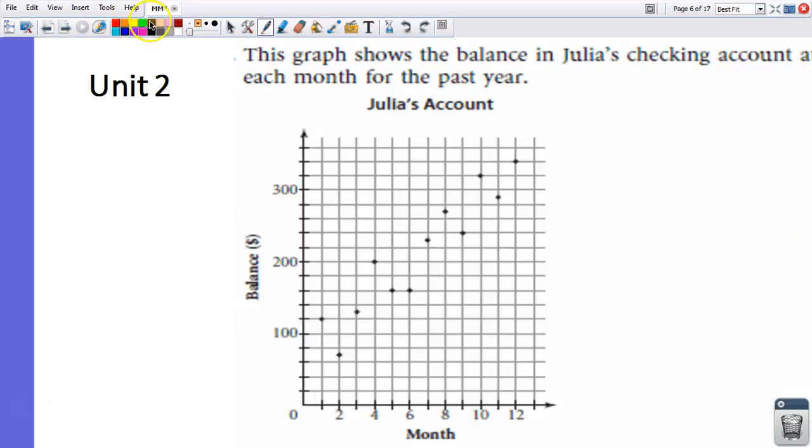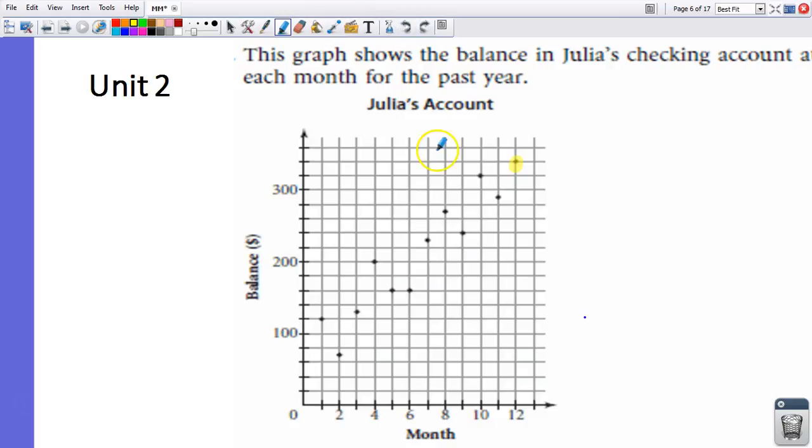This graph shows the balance in Julia's checking account each month for the past year, and there are some questions about this, which I don't remember off the top of my head, and it doesn't look like it got copied on, but I think I remember the gist of it. It wanted you to draw a line of best fit, so I might put this point in there, and oops, that was terrible. Sorry, you guys. This is hard. This is not the line I want either.